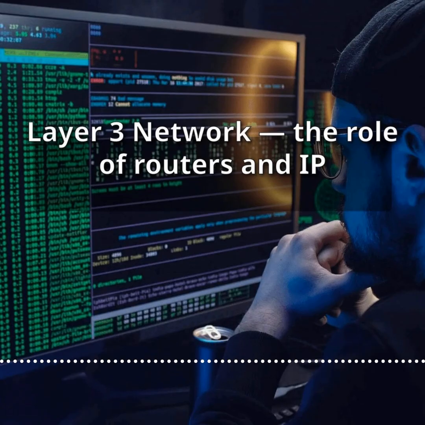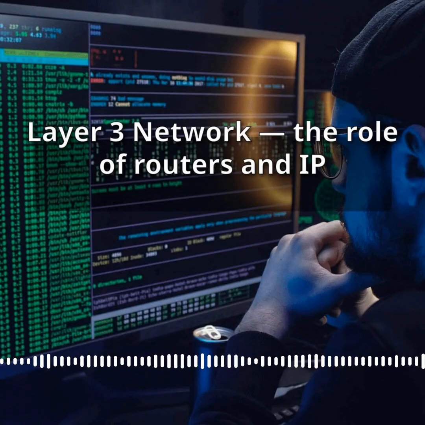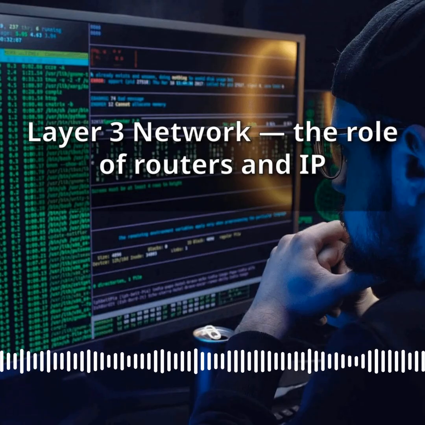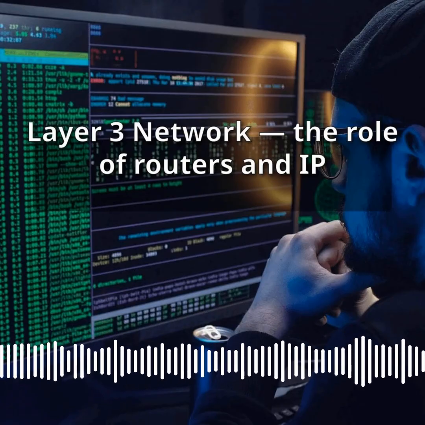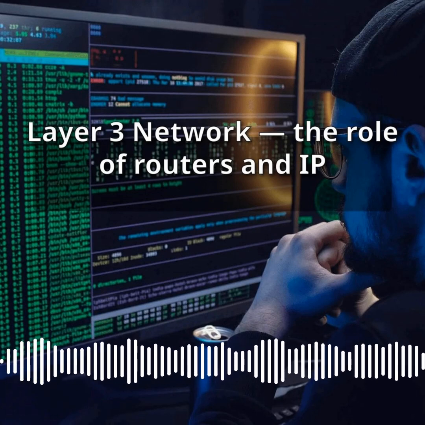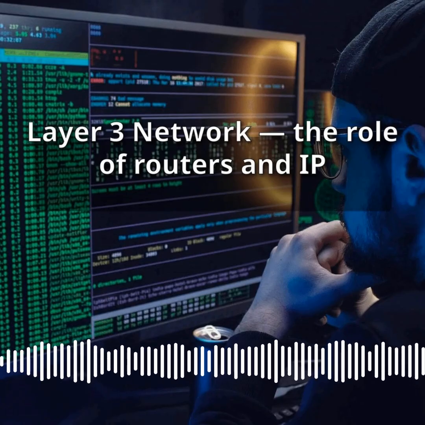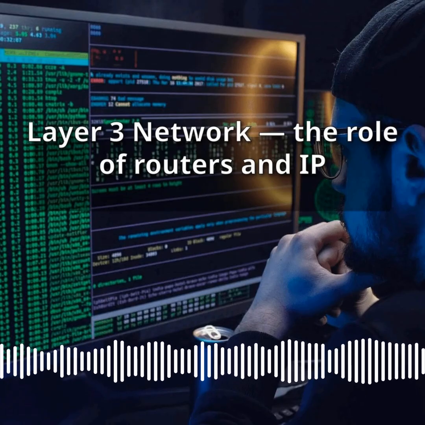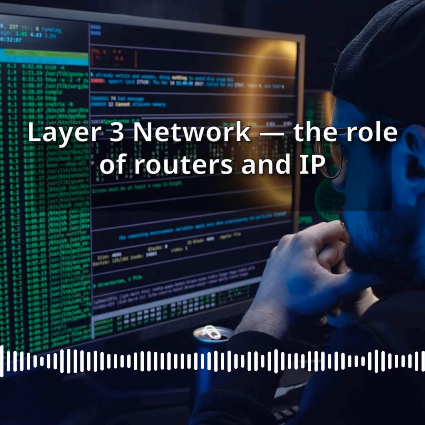Default gateway. When a device wants to communicate with a destination outside its own subnet, it sends the packet to a special address called the default gateway. The default gateway is the IP address of the local router interface, the exit point of the local network. For example, on a home network with the subnet 192.168.1.0/24, the default gateway is typically 192.168.1.1, the router's local interface. Every device on the network is configured to send all non-local traffic to this address.